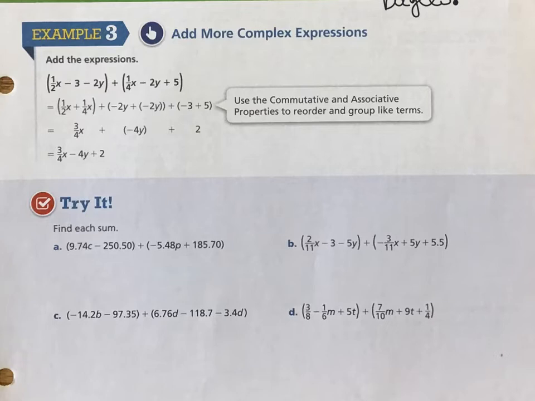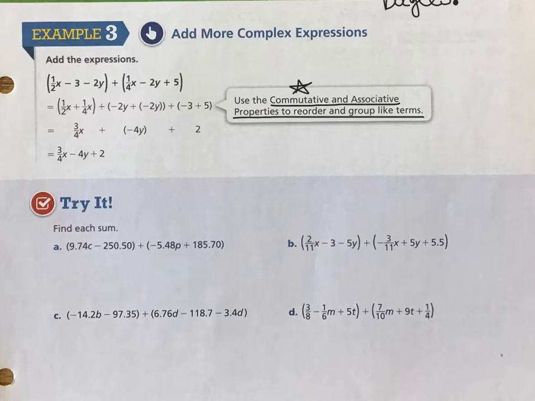Add the expressions 1/2 x minus 3 minus 2y plus 1/4 x minus 2y plus 5. So we're going to be using our commutative and associative properties to reorder and group together our like terms. So first we're going to pick out the terms that are similar. In other words, terms that have the same variable.